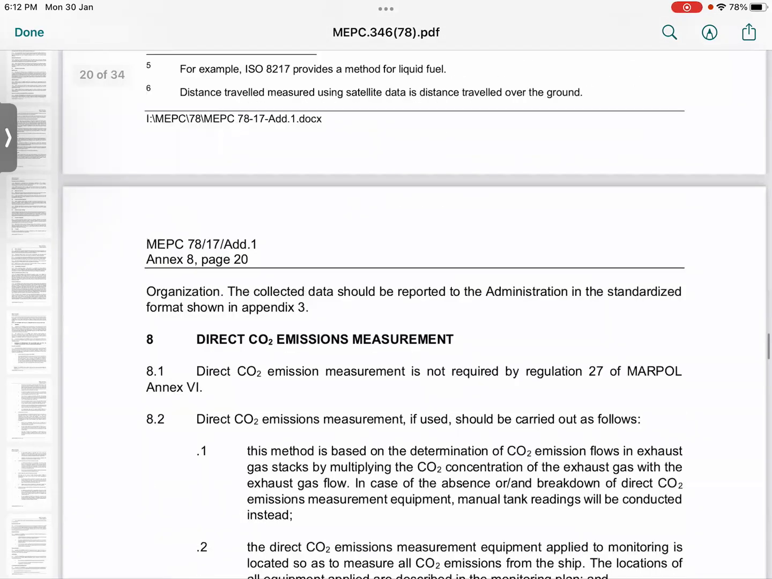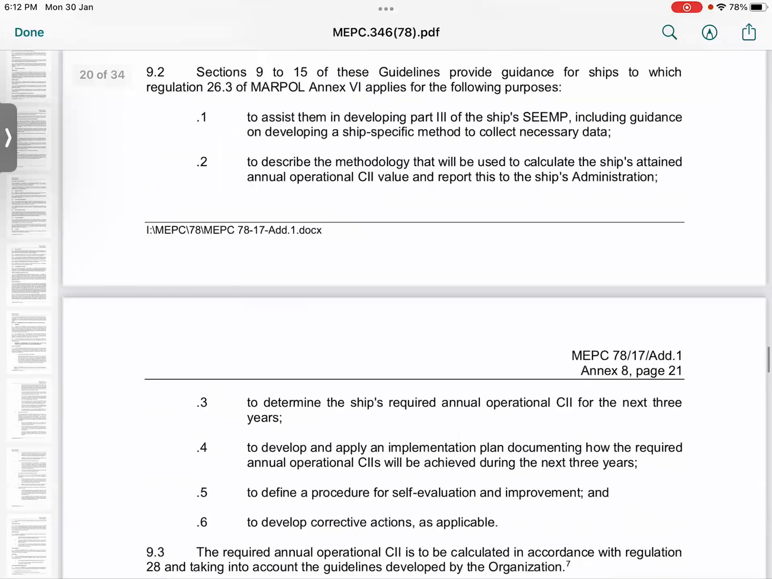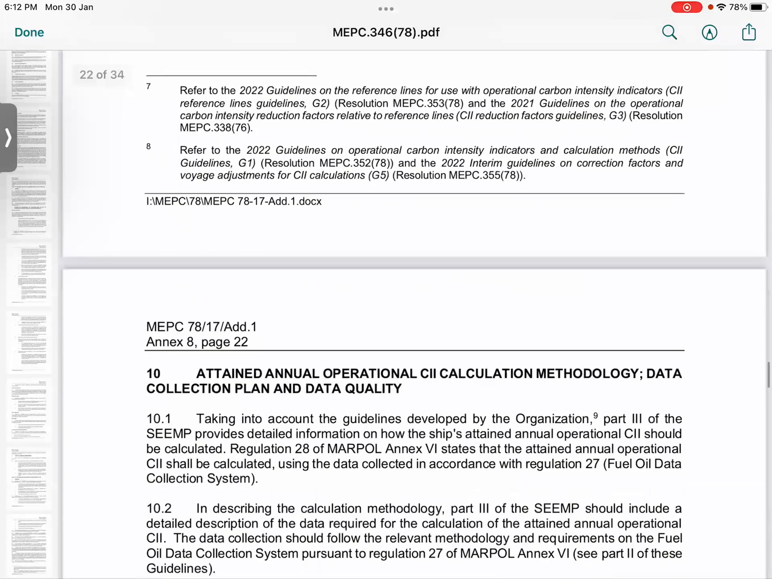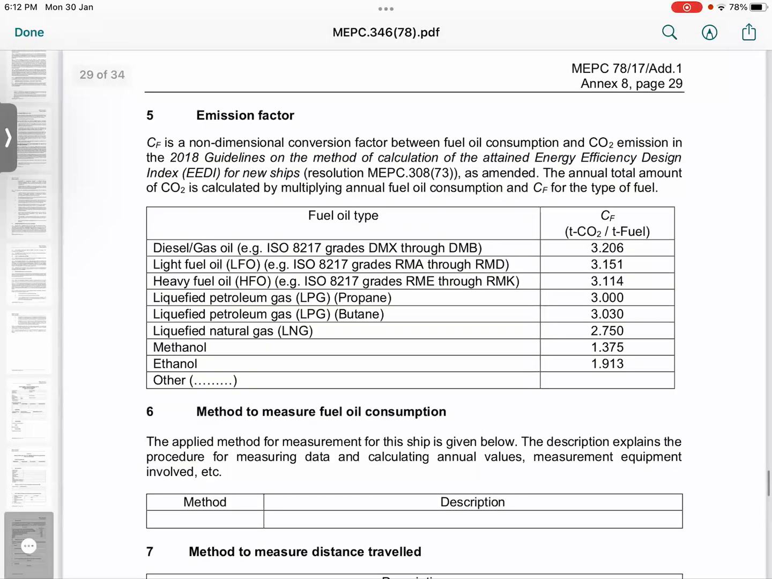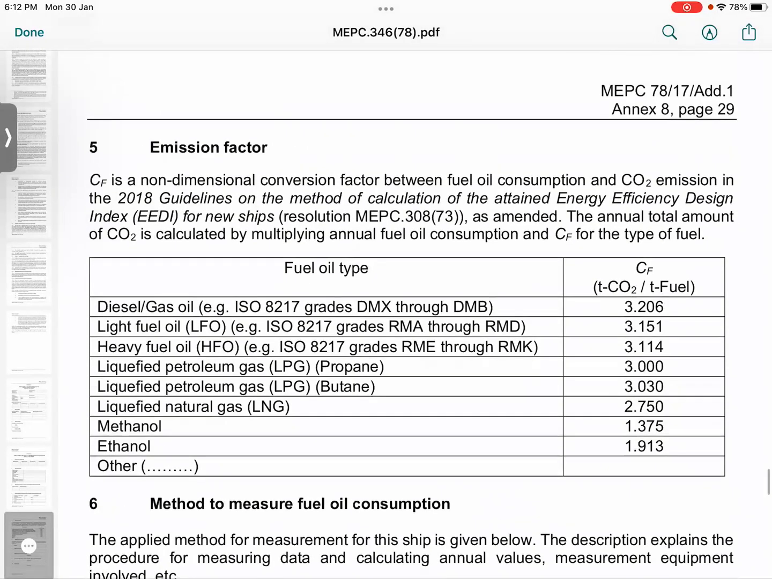These are given by the MEPC. The MEPC gives these values beforehand. This is the value for that, right? Okay, can you see the emission factor? Guys, please take a screenshot if you like, right? It depends on the type of the fuel. See, what is it for diesel oil? It is 3.2. For light fuel oil it is 3.1. For HFO it is 3.11, right? It means if I burn this many tons of fuel, this much CO2 will be emitted. Do you understand, guys?